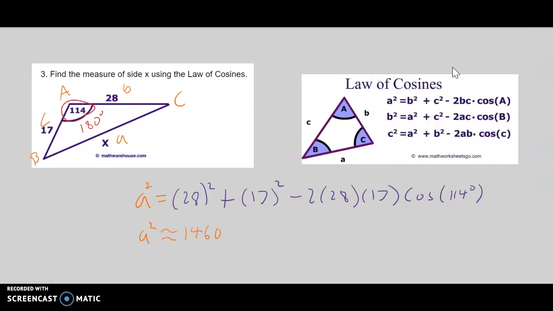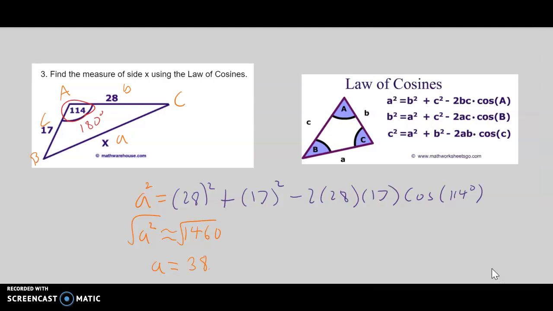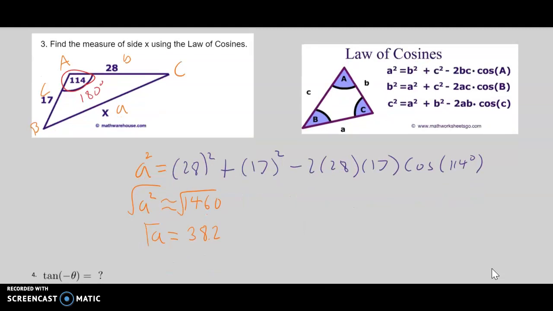So to find A, I have to take the square root of both sides. A is actually going to be the square root of that, which is roughly 38.2. So A is 38.2, and there are no units on this, so just leave it as 38.2. That's it for that question. All you're doing is plugging into the law of cosines and solving for A.